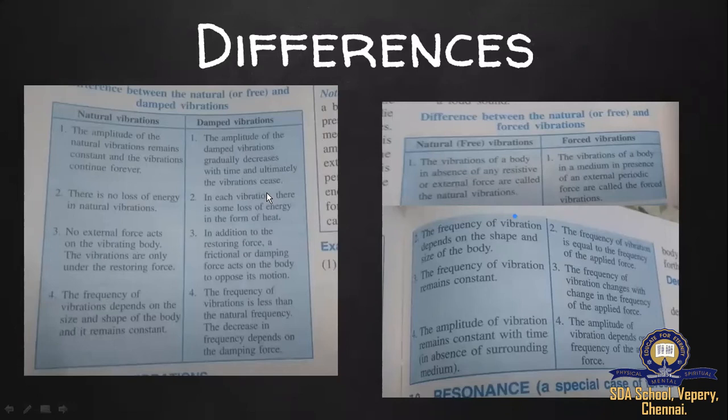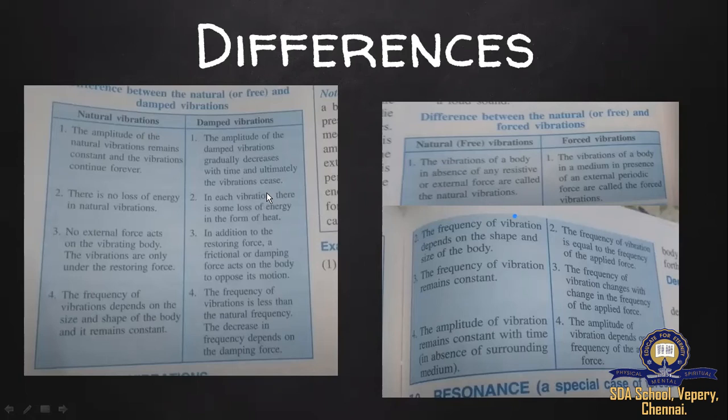What are the differences between the natural and damped? In the case of natural vibration, the amplitude was constant. But in damped vibration, initially the amplitude was more, and as time goes on, the amplitude keeps on decreasing. In natural, no loss of energy because it is an ideal condition. There is no frictional force, there is no resistive force, so there is no loss of energy. But here in damped vibration, we do have air resistance, we do have frictional force, so there is a loss of energy in the form of heat.